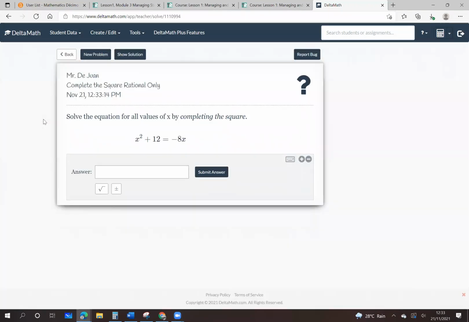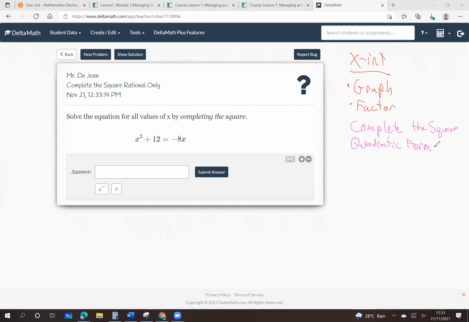Rational. Now here is the trick. We know that the ways of finding the x-intercepts are as follows. We can graph, we can factor, and the one that you're learning about now, complete the square, which is what they want you to do. And of course, quadratic formula, which is what you're going to learn about soon. Now, when they say rational only, these are actually really nice questions because I don't need to complete the square. I can actually factor these.